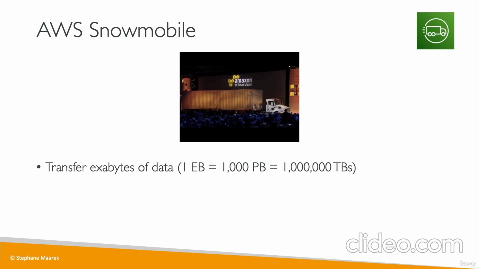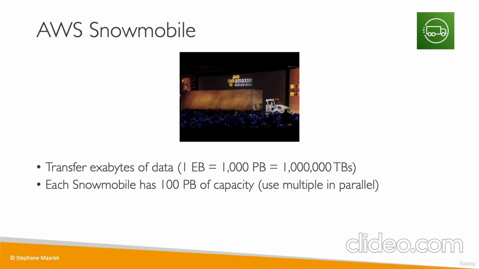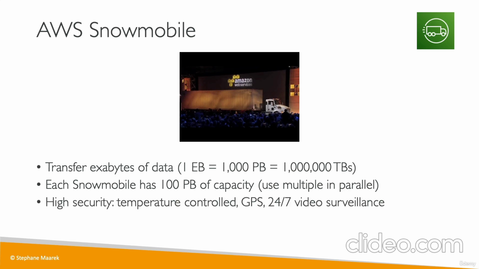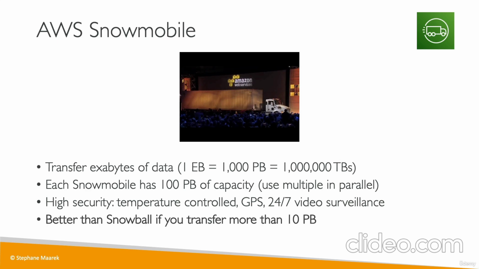So 1 exabyte is 1,000 petabytes is 1 million terabytes. And each Snowmobile will have 100 petabytes of capacity. So if you wanted to reach 1 exabyte of data, you need to order 10 Snowmobiles. It's high security, it's temperature control, there's GPS, 24/7 video surveillance, so it's quite a secure way to transfer your data. And it's a better use case than Snowball if you start transferring more than 10 petabytes of data.